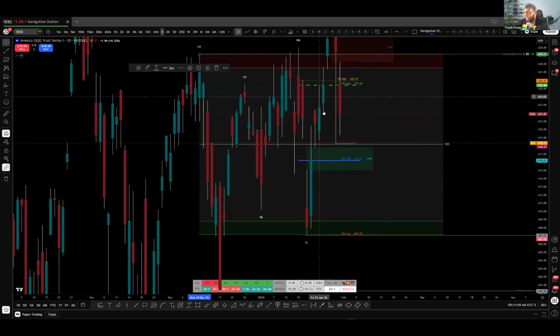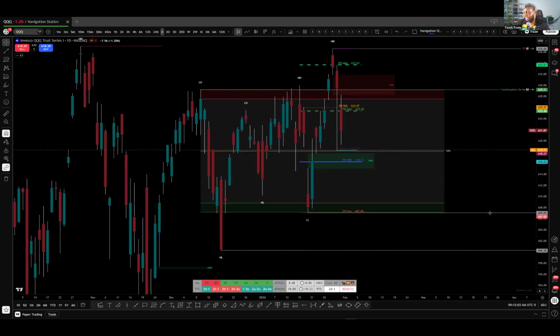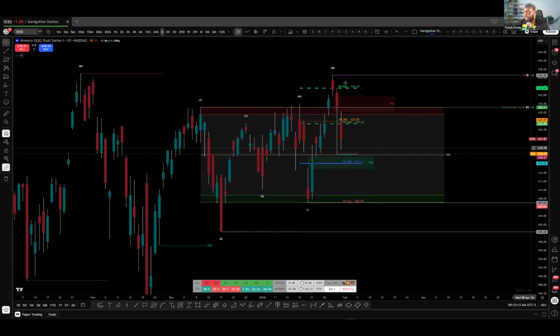And then if we want to continue bearish, it could definitely try to take out that swing low there of 607. That would be breaking the bottom of the box to potentially try to revisit this swing low here of 600 on QQQ.